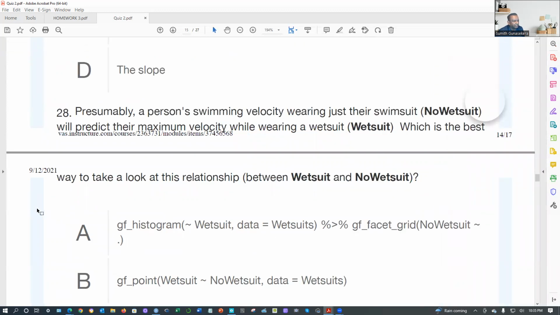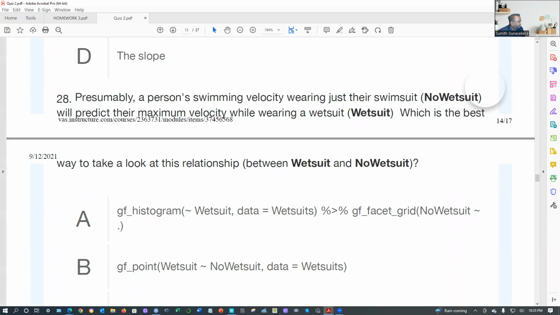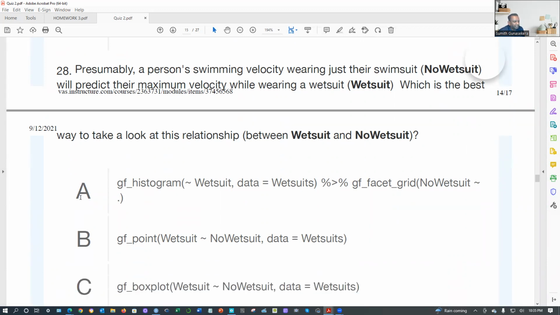This is where we get the relationship: wetsuit versus no wetsuit. See, just wearing the wetsuit will predict their maximum velocity while wearing the wetsuit. See, wetsuit to no wetsuit is the scatter plot, part B. Okay, scatter plot.